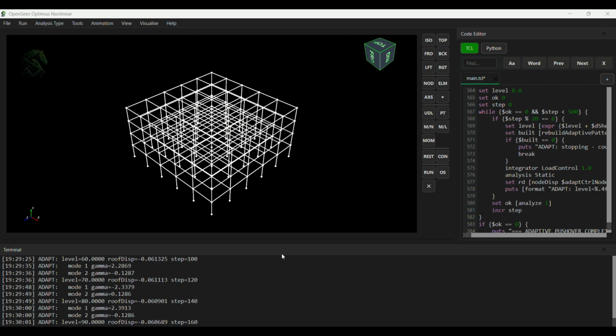Working order in summary. Run the modal analysis first, fill the mass table, adaptive specific settings, generate and insert the code, and run the analysis.